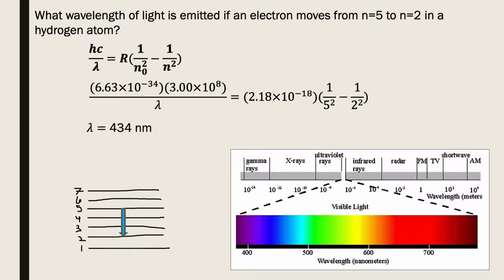Note that when you actually solve this equation as written, you would get a negative number. However, wavelength cannot be negative. This simply means that we exchanged the values for n and n naught. If you do this, you can just make wavelength positive and assume that wavelength is always positive. Finally, let's look at our wavelength number and see where it would land on the visible light spectrum. 434 nanometers gives us blue light.